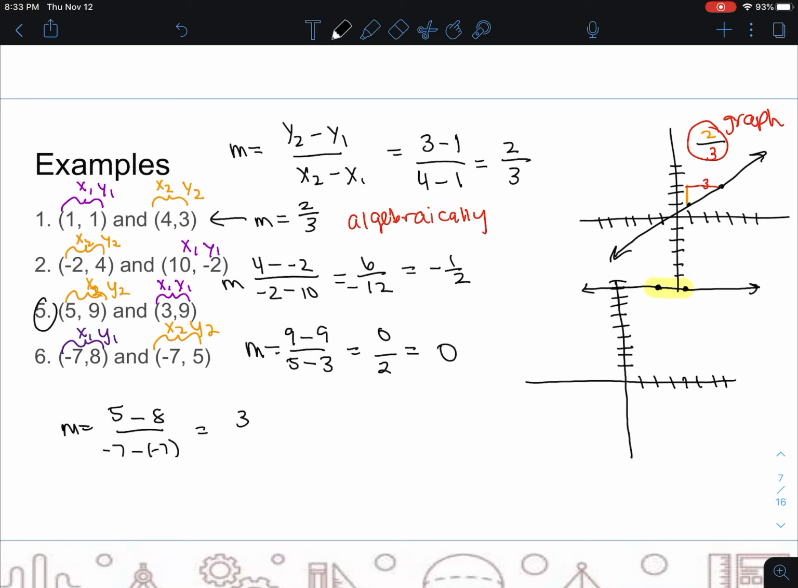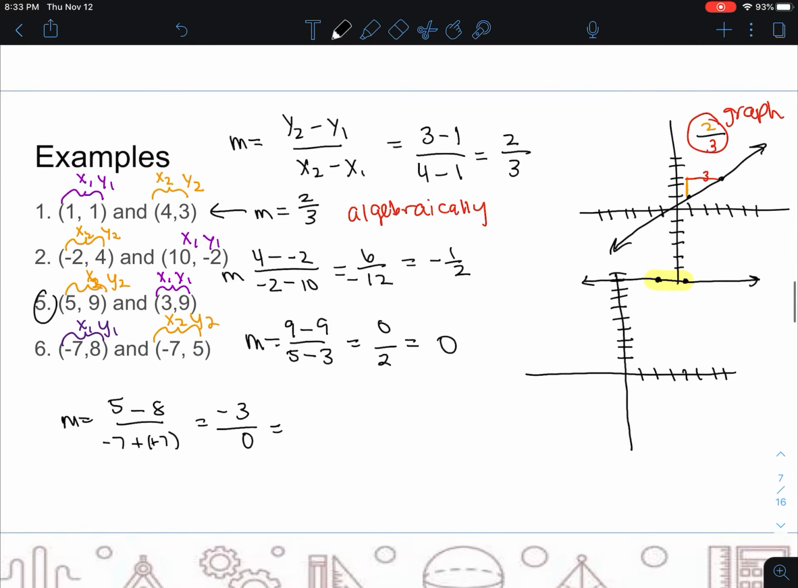So 5 minus 8 is negative 3. Negative 7 minus a negative 7, those cancel out. It's 0. And negative 3 divided by 0, anything divided by 0 is not possible, so this is undefined. So remember, that is when we have a straight vertical line.